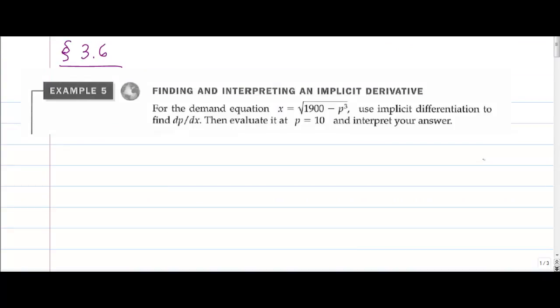So here's example 5 in your book. They give us the demand equation, and it says use implicit differentiation to find dp dx, evaluated at p equals 10. Okay, so we have to be a little bit careful here because we're not dealing with x's and y's. We're dealing with x's and p's. So think of p as your y variable.